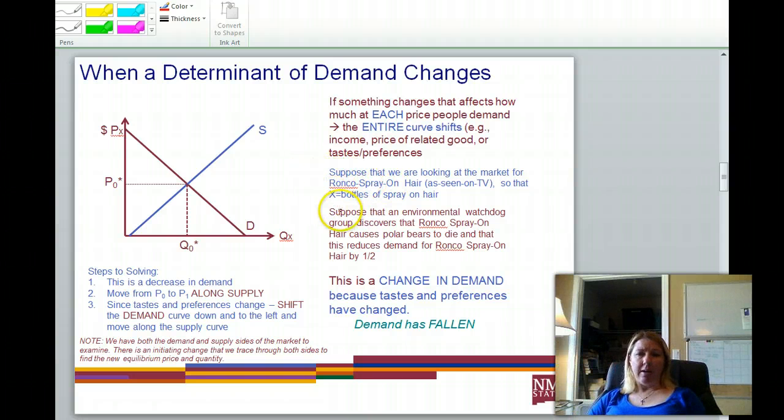So again, we're looking at spray-on hair, and so suppose this time what's happened is that there's an environmental watchdog group, and it discovers that Ronco spray-on hair causes polar bears to die. And so as a result, there's a massive change in tastes and preferences, and no matter how much people are compelled by the fascinating and exciting spray-on hair infomercials, they just can't get over the dead polar bears. And so the demand for spray-on hair falls by half because of the dead polar bears. And so in this case, the initiating change in this marketplace is just an absolute shift of demand due to a change in tastes and preferences. So in this case, demand falls by about half. And so we would have a, sorry, that's not a very straight line.